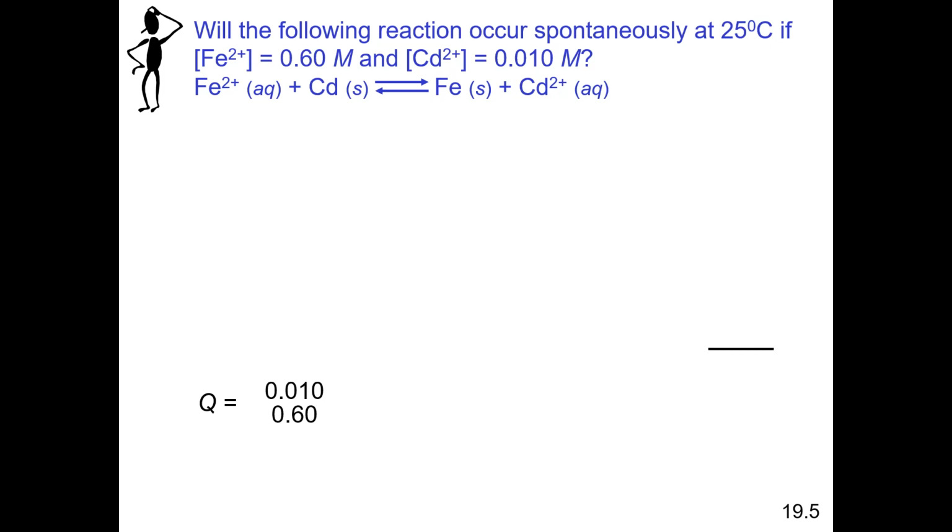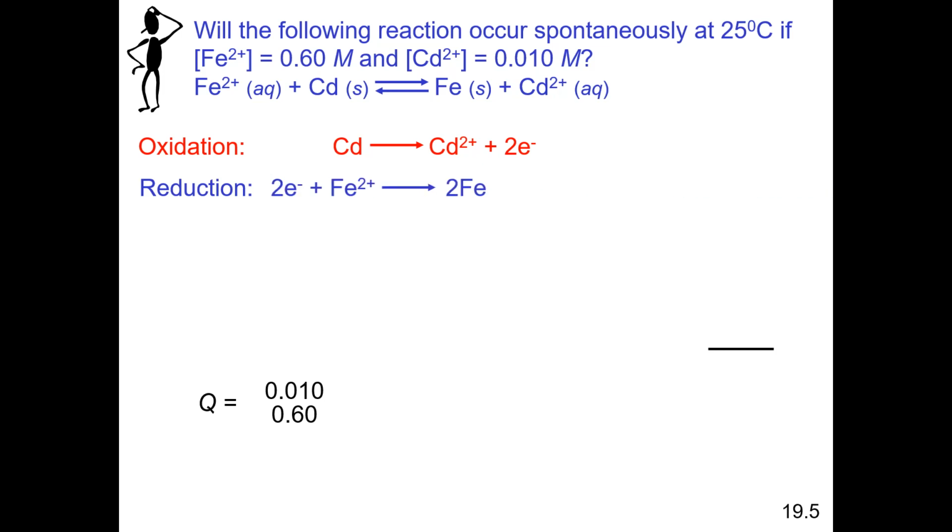But before we do that, the first thing we need to do is identify the half equations for this reaction. So one half equation would be the oxidation half equation, where the cadmium is undergoing oxidation to form the cadmium 2+ ion. And the reduction half equation would be where the Fe2+ is undergoing reduction to form the Fe, all right? The number of electrons transferred would be 2, all right? So that would be the N in the Nernst equation, right?